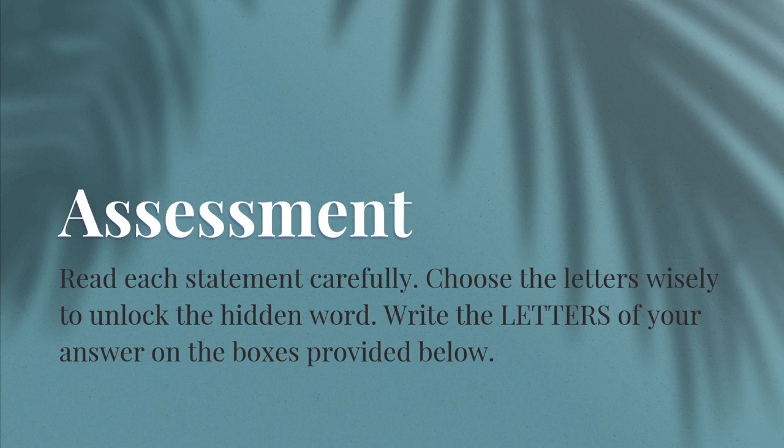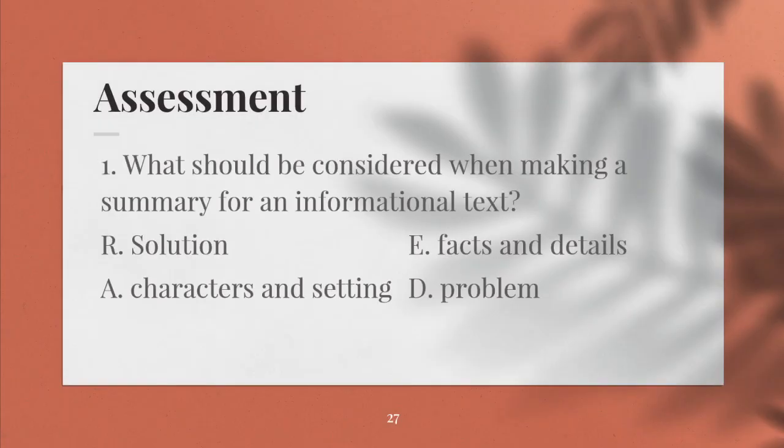For the next learning task, to assess your understanding, read each statement carefully. Choose the letters wisely to unlock the hidden word. Write the letters of your answer on the boxes provided below. 1. What should be considered when making a summary for an informational text? R. Solution. E. Facts and details. A. Characters and setting. D. Problem.